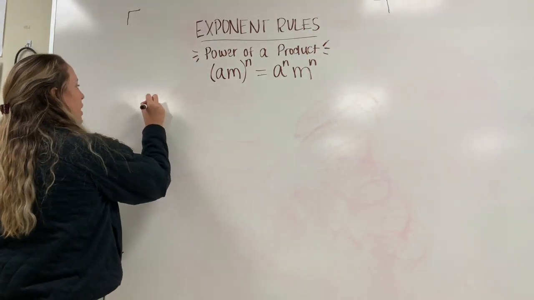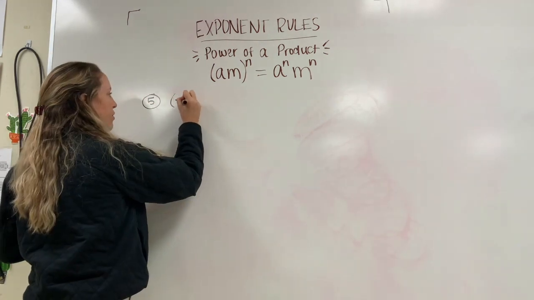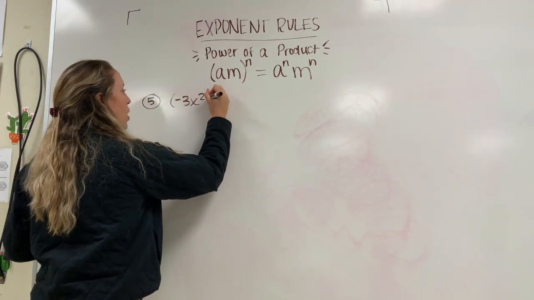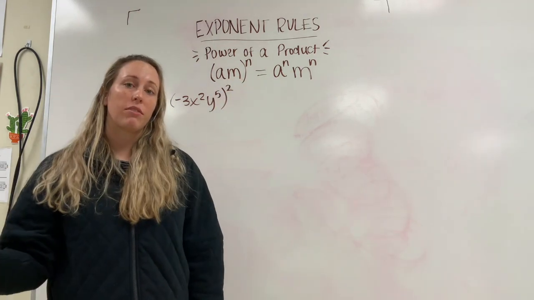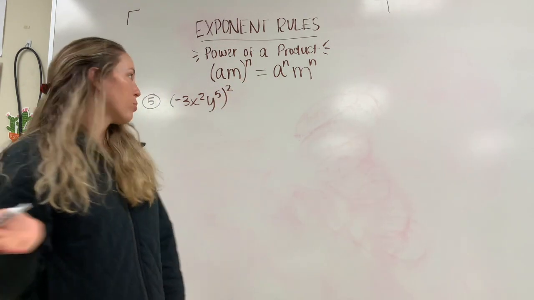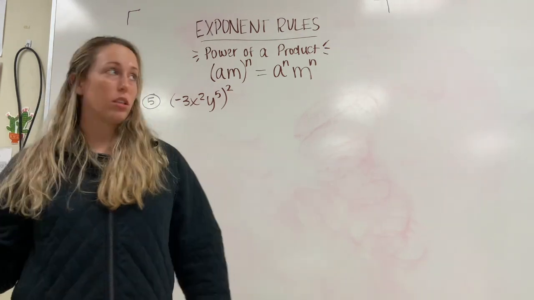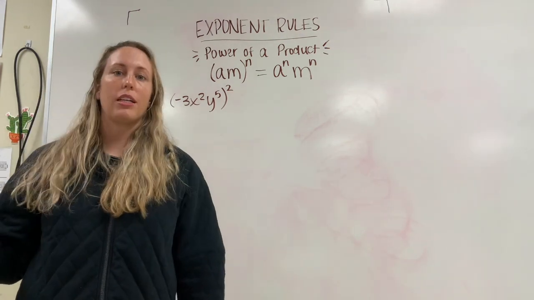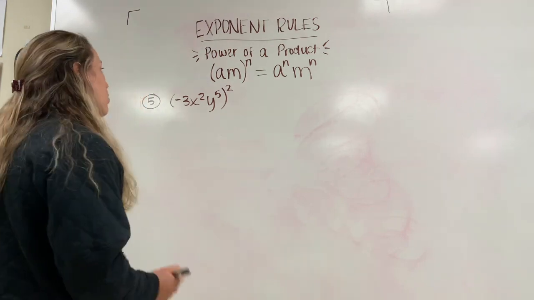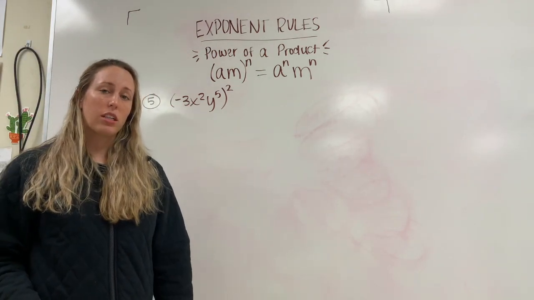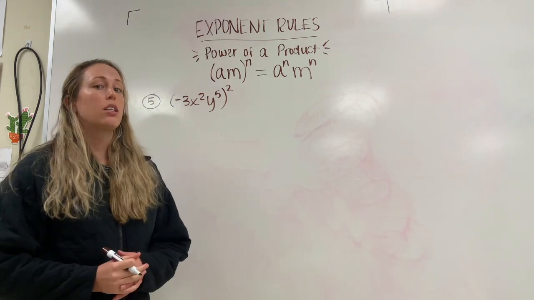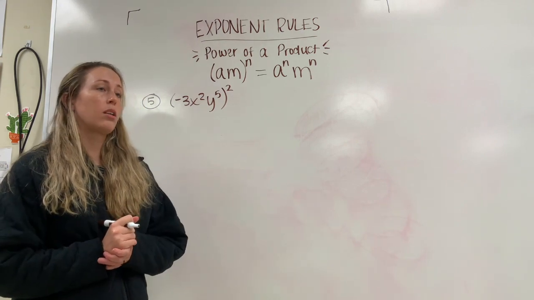For number 5, we've got -3x squared y to the 5th, squared. For this one, we have to distribute our square to more than 2 things. We're distributing it to 3 or 4, depending on how you think of it. So I like to separate my negative. Other teachers do different things, so make sure you listen to your teacher. Sometimes they like you to keep it as just one whole negative number.